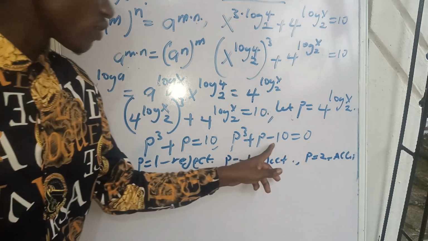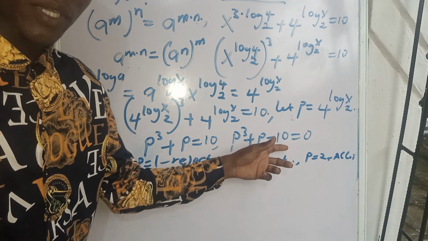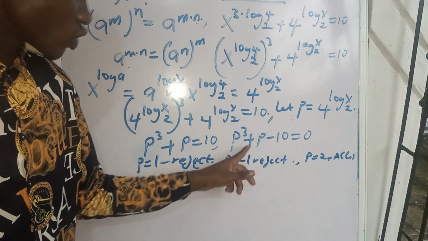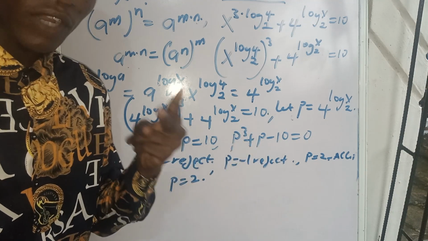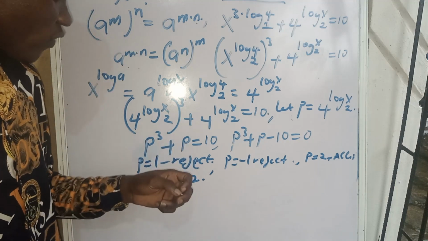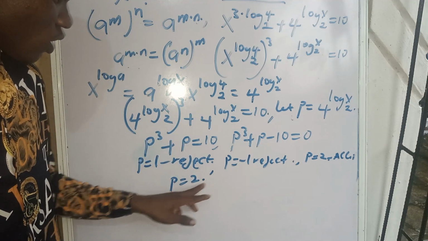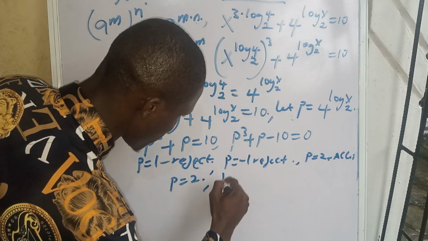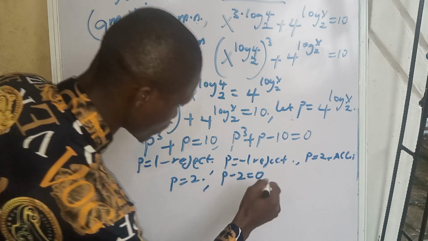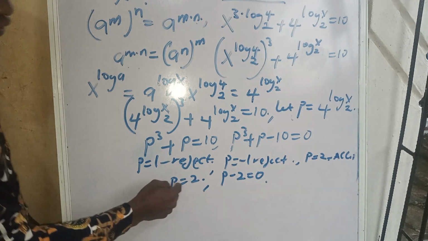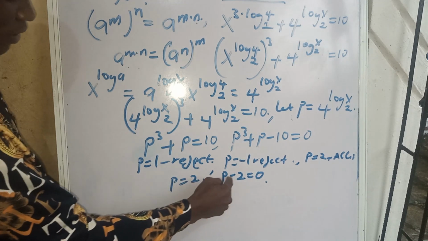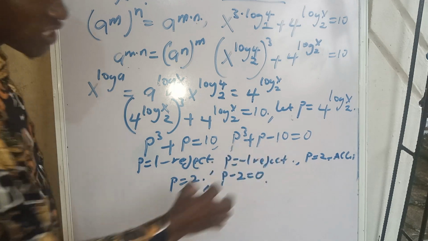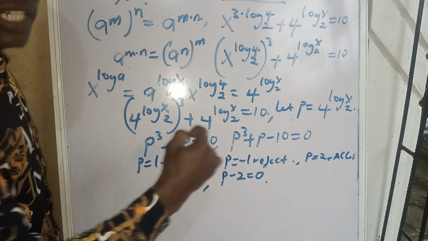So how then can we look for the remaining values of p? Because we have p to the power of 3, in other words, we are going to have 3 values for p. So we can look for the remaining values of p by dividing the whole of this with this. Because we said p is equal to 2, if we bring it here, we now have p minus 2 is equal to 0. So we are now going to use this to divide the whole of this by the long division method.